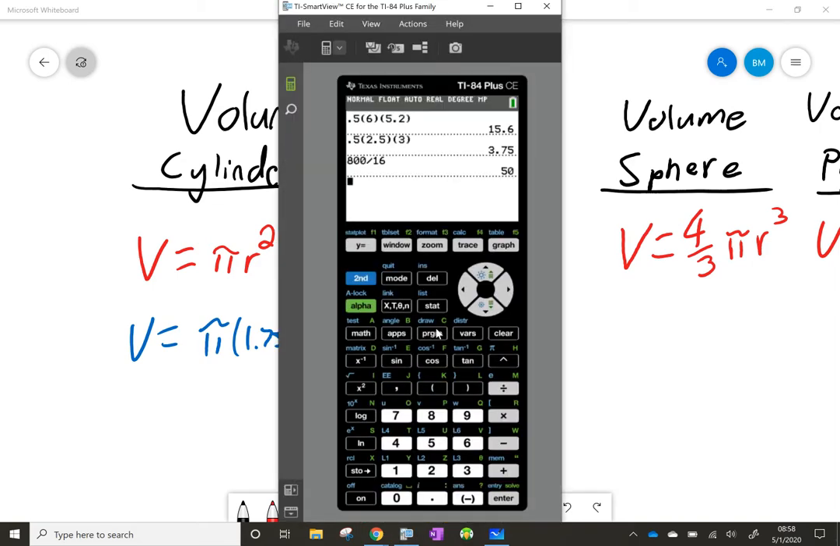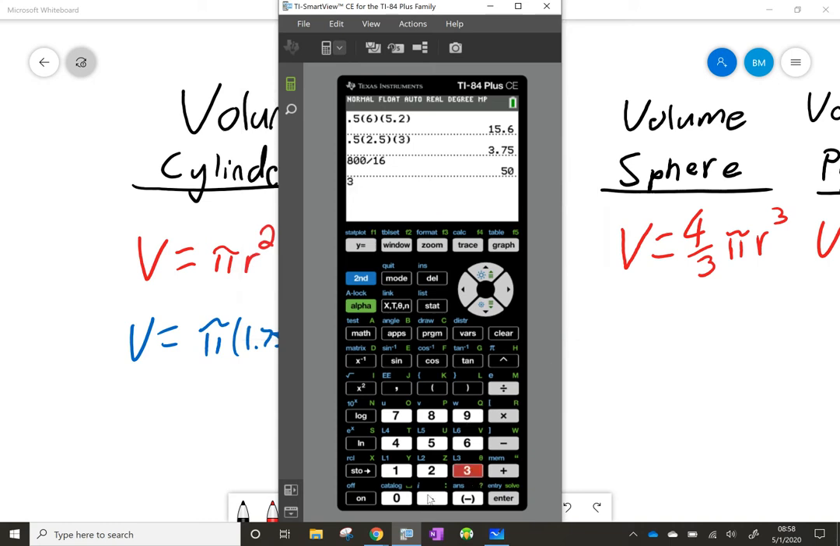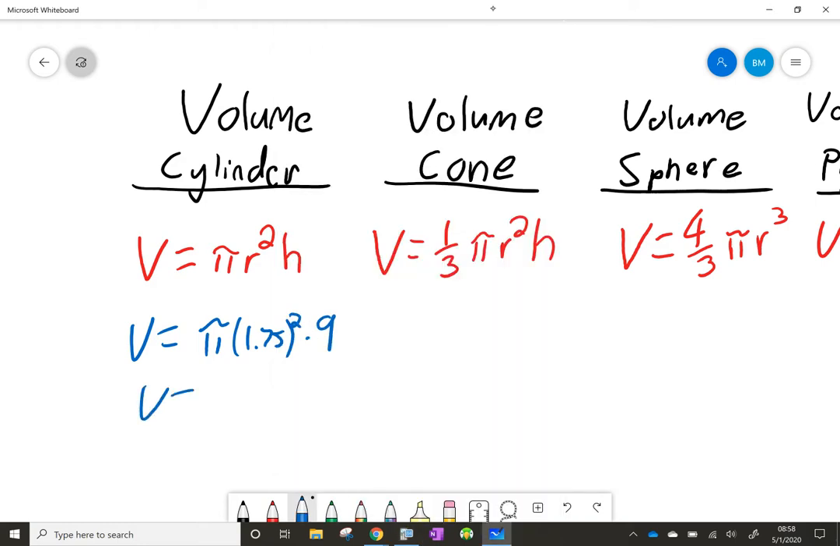Okay, so we're going to use 3.14 for pi. 3.14 times 1.75 squared and times 9. And that gives us 86.54. We're going to round that up to 86.55. So the volume here is equal to 86.55. So that's the volume of our cylinder.